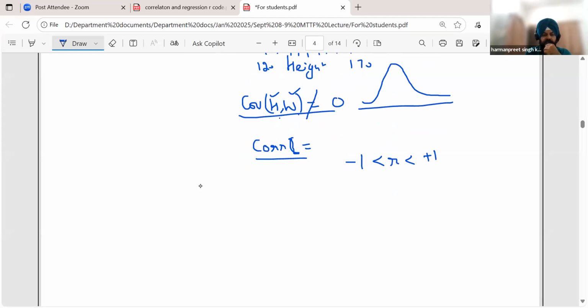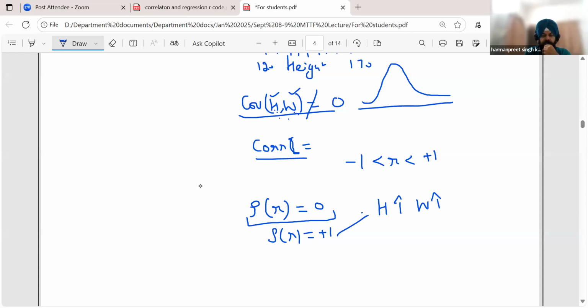The correlation coefficient is represented by rho, or in most books R. If it is equal to 0, there is no linear relationship between the variables height and weight. If rho is equal to +1, height and weight are strongly positively linearly related, meaning that if you increase the value of height, the value of weight automatically increases. If the correlation coefficient is equal to -1, it means that if height increases, weight decreases, and if height decreases, weight increases.